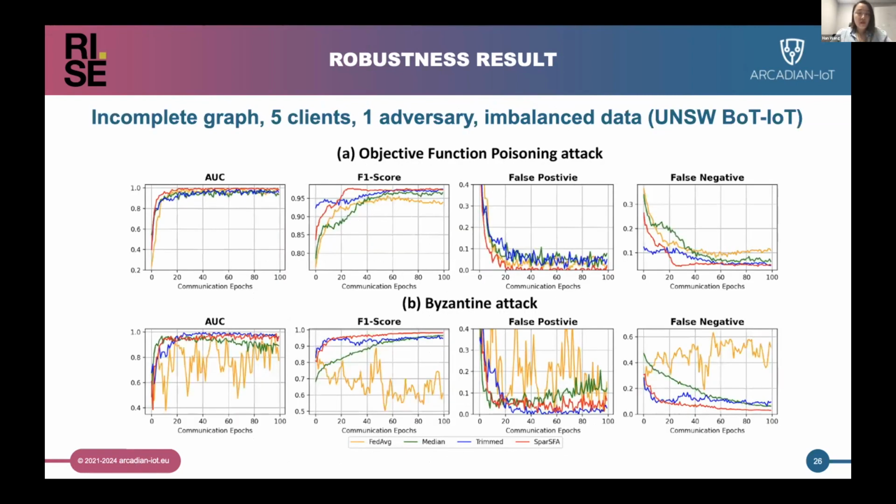That was a balanced data set, but here we are talking about the imbalanced data set. We evaluated in an incomplete graph with 5 clients and 1 adversary. We test with the objective function poisoning and Byzantine attacks. As you can see, the learning curve is not really stable because it is an imbalanced data set. So we also apply our data rebalancer to it. Still, the red line, which is our method, has the better F1 score and the lowest false positive rate and false negative rate.